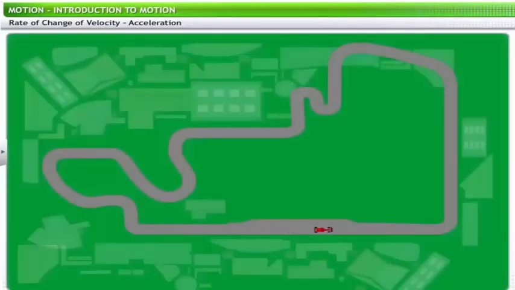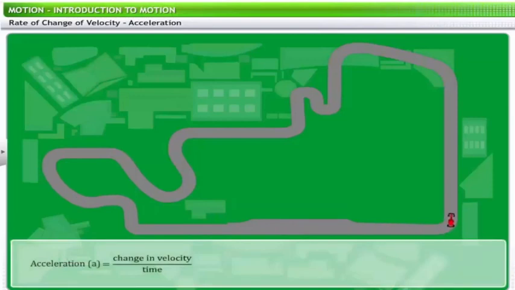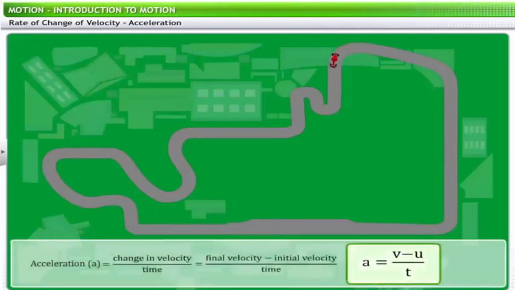Observe the car moving swiftly in the circuit. When it approaches the turn, it slows down and after negotiating the turn, quickly gains velocity again. This change in velocity of the car is known as its acceleration. Acceleration is the ratio of the difference of final and initial velocity to the time interval during which the velocity has changed.